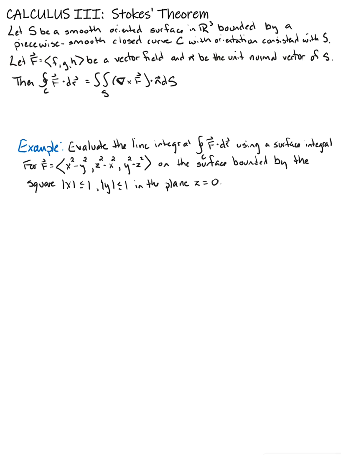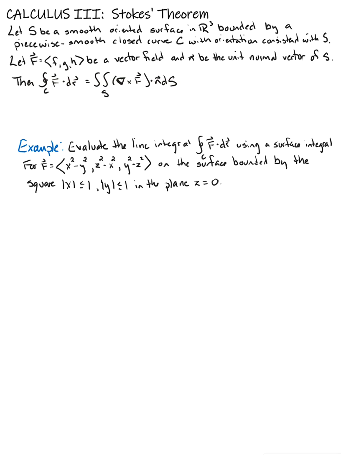According to Stokes' theorem, the line integral of F dotted with dr is equal to the surface integral of the gradient crossed with F and then dotted with that normal vector. This is really very interesting. It is a three-dimensional version of the circulation form of Green's theorem.